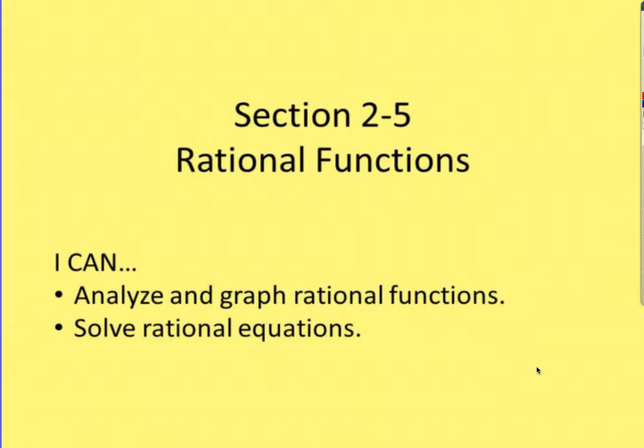This is Section 2-5, Part A, Rational Functions. The I can statement for this section: I can analyze and graph rational functions, and I can solve rational equations. For Part A of this section, we're just going to work on the I can statement of analyzing and graphing rational functions.